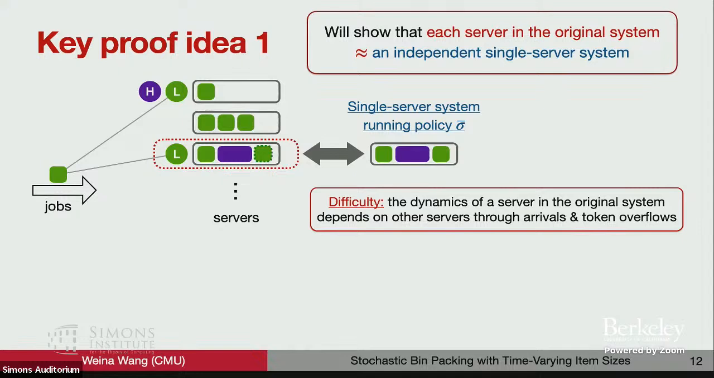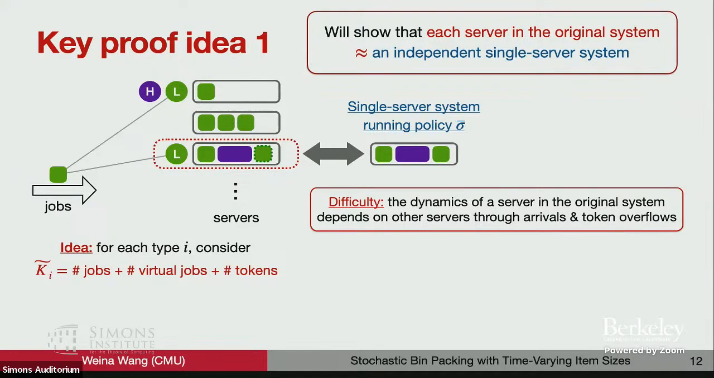Okay, what we ideally want to show is that each server will look like an independent copy of the single server system. So the main idea we came up with is actually very simple. When we look at each server in the original system, we look at this number k_i tilde. That's for type i jobs. It's the number of actual jobs plus the number of virtual jobs plus the number of tokens. Can you see how this simple trick can decouple the servers in the original system?